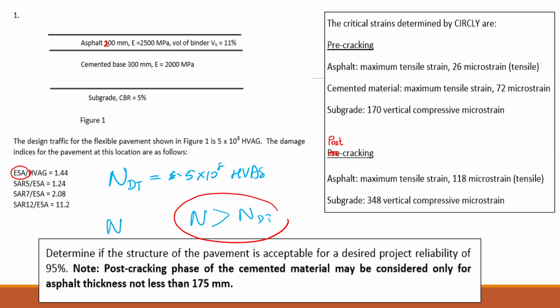Before doing anything, let's first see whether you have remembered the previous week's stuff. Can you please convert this to ESA? NDT, how can you convert it to ESA? Do you need to divide by 1.44 or multiply by 1.44? What do you need to do? How can you get rid of the HVAG part? If you divide, is your HVAG cancelling out or not? HVAG is in the denominator. You need to multiply, then your HVAG will cancel out and your answer will be in ESA. So what do we get as the NDT in ESA?